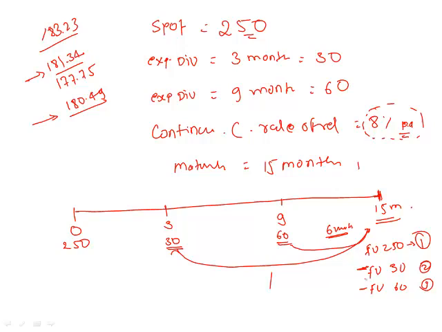Then simply RCL1 plus RCL2 plus RCL3. How much? 181.34. So this was the correct answer. How many of you got this? Any doubts, any questions, any part you want me to repeat again?